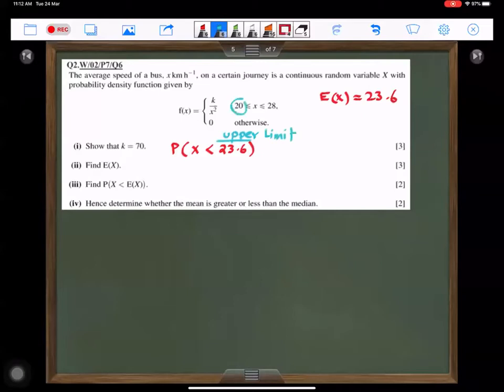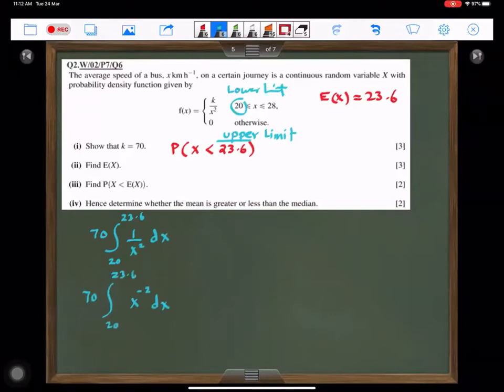And what is the lower limit? The lower limit is 20. Therefore, k is on the outside, that is 70. 1 over x squared, that was the original fraction. And now the upper limit is 23.6, lower limit is 20. 70 as it is. Do not integrate unless you have set up everything very, very carefully. This is 20, this is 23.6. This is 70 as it is.